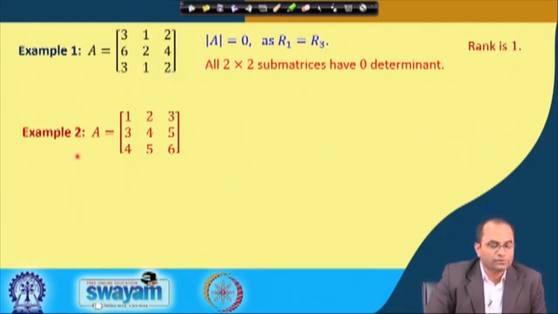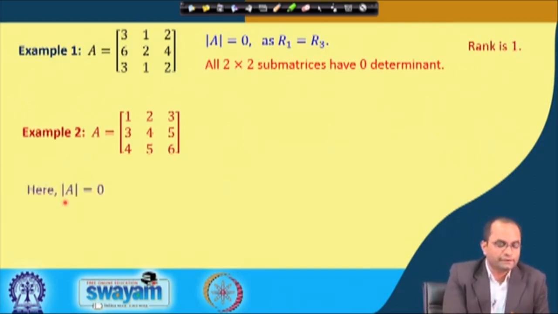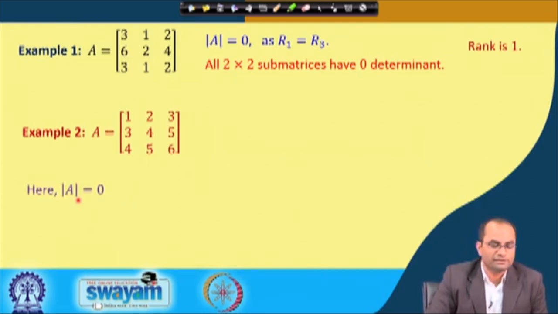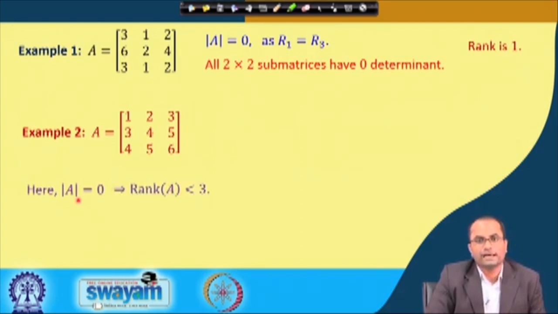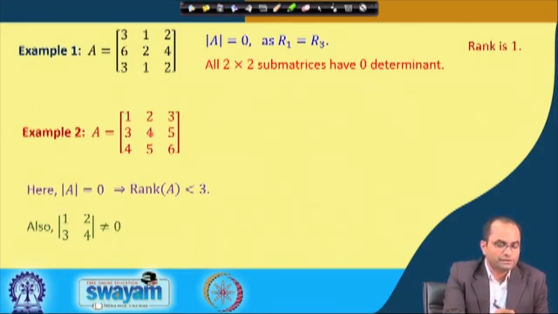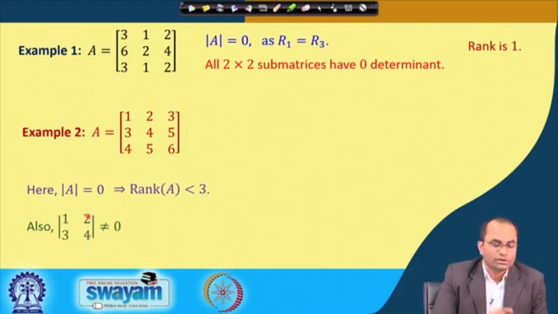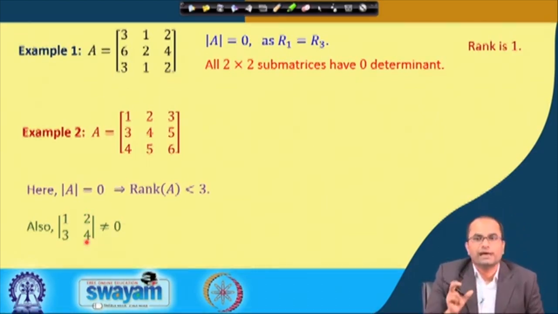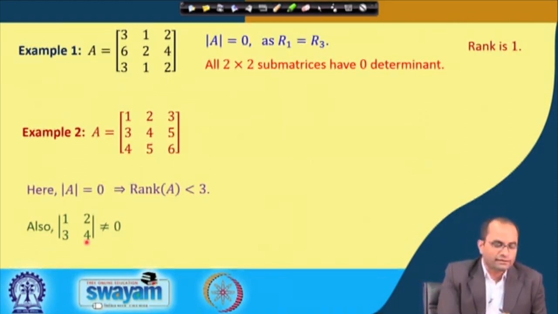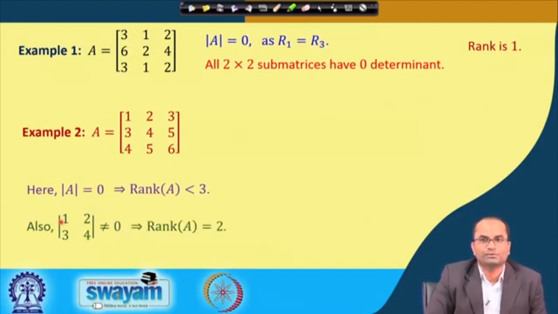And in example 2, we take another example where we check that again the determinant of A is 0. So, when the determinant of A is 0, the rank has to be less than the order of the matrix, here a square matrix of order 3. So, the rank of A has to be less than 3. In this case we also observe, for instance, this determinant with entries 1, 3, 2, 4, and the value is 4 minus 6, which is minus 2. So, this is not equal to 0. So, we have a submatrix of order 2 whose determinant is not 0, and there we can decide that the rank has to be 2.